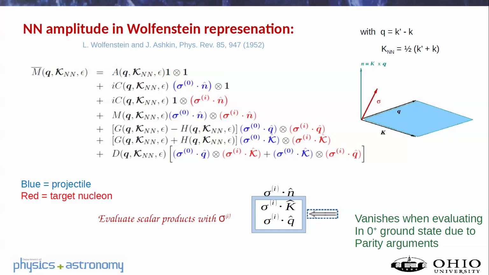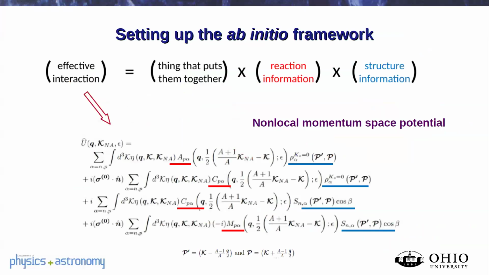So after we have done all of that, I'm just writing the answer. What you are getting is a non-local momentum space potential, which has here always the integral over. I underline here all the amplitudes that show up.